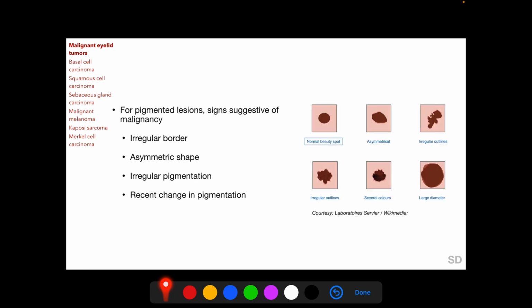This graphical picture shows that when the lesion has a uniform pigmentation, a symmetrical shape, and a regular border, it is usually likely to be benign in nature. But when the shape becomes asymmetric, the outlines become irregular, the pigmentation becomes variable, or the size becomes larger, the chances are that the lesion is malignant.